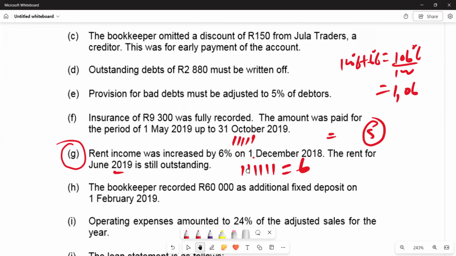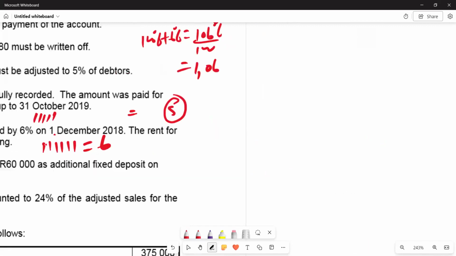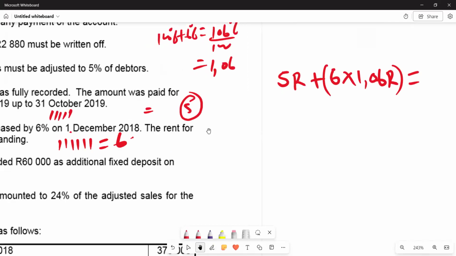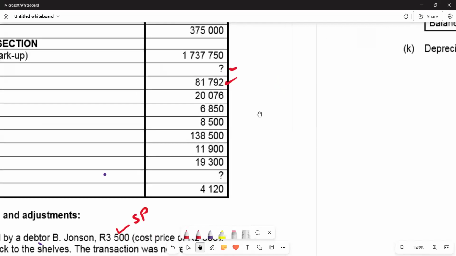To get the total rent, we can formulate a formula saying before it was increased, we had 5 months, so 5 times R. And then plus after it was increased, it was now 1.06 R in those 6 months. So we are saying 6 times 1.06 R. That's how we can formulate this equation. And the answer is going to be equal to the total rent that you are given in the list of balances representing the 11 months.